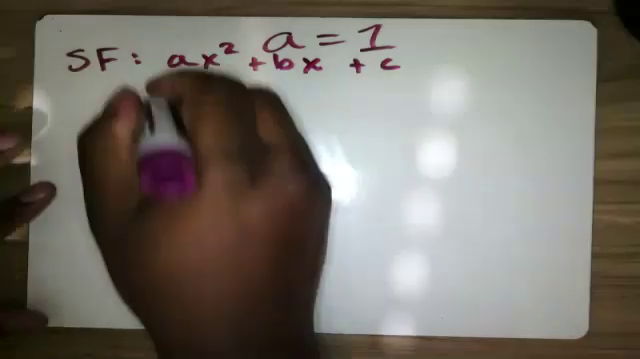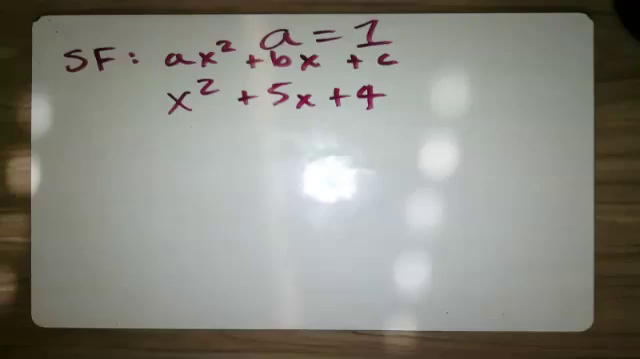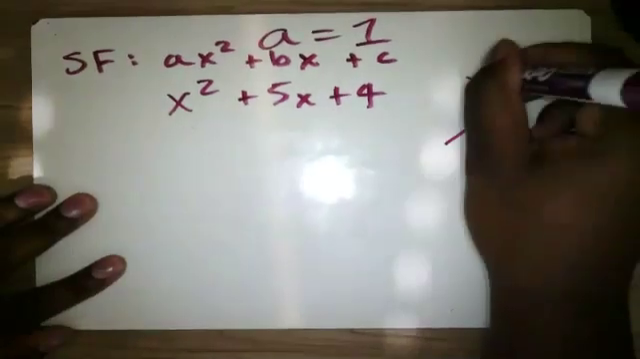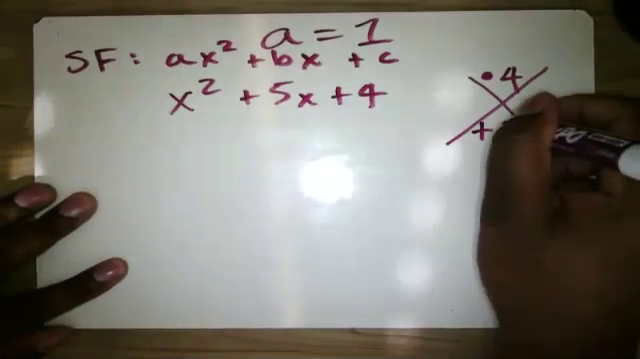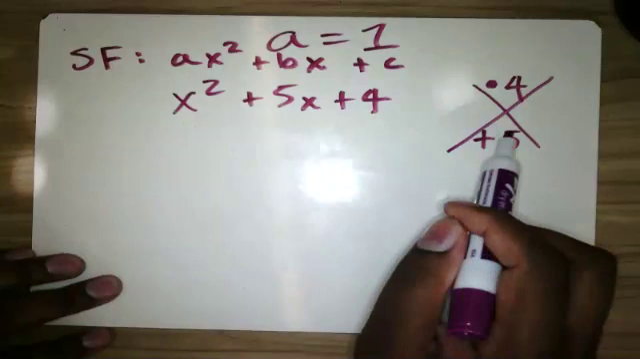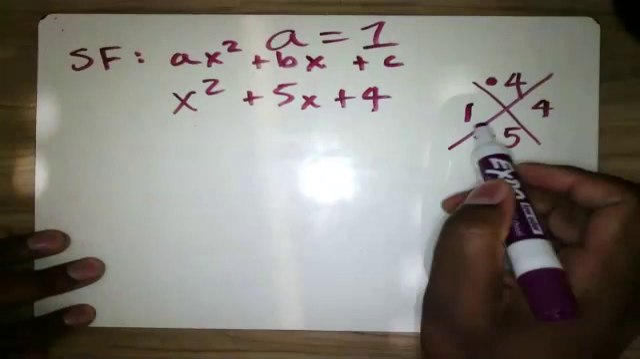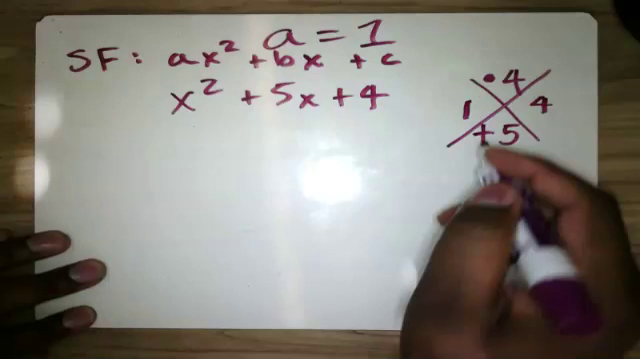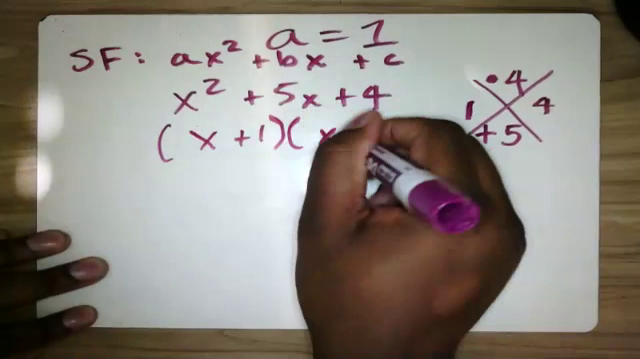Now suppose we have x squared plus 5x plus 4. All right, to factor this, we need to find two numbers that multiply to give us 4, but add to give us 5. Those two numbers are going to be 1 and 4, because 1 times 4 is 4, and 1 plus 4 is 5. So, since I found my two factors, all I have to do is write (x plus 1)(x plus 4).